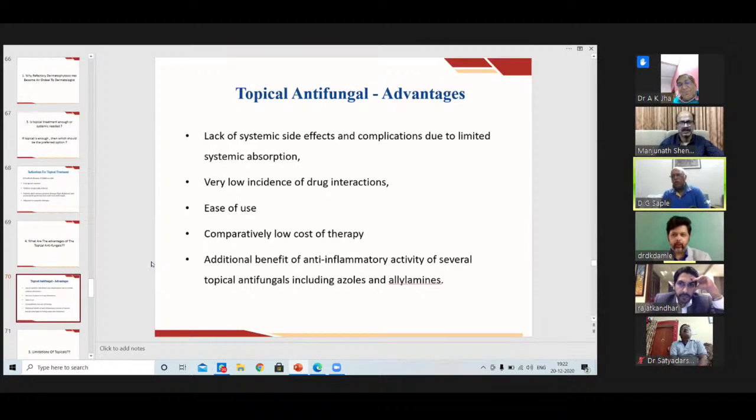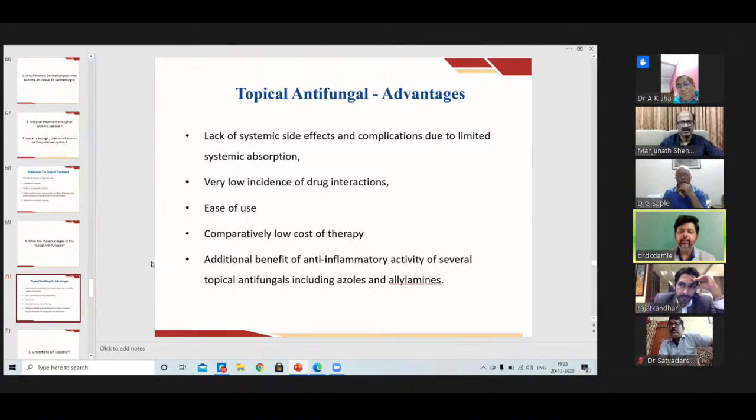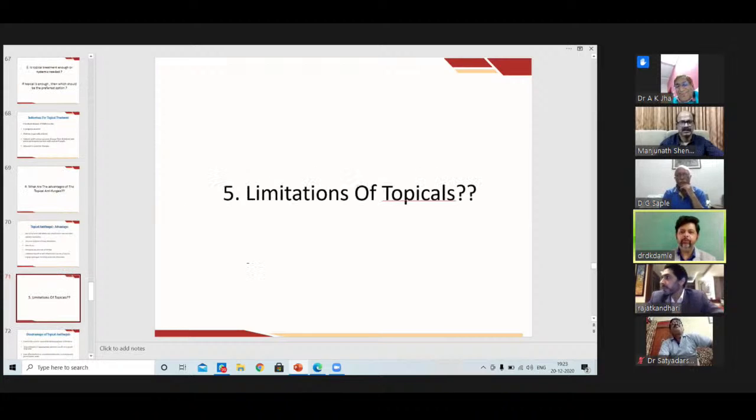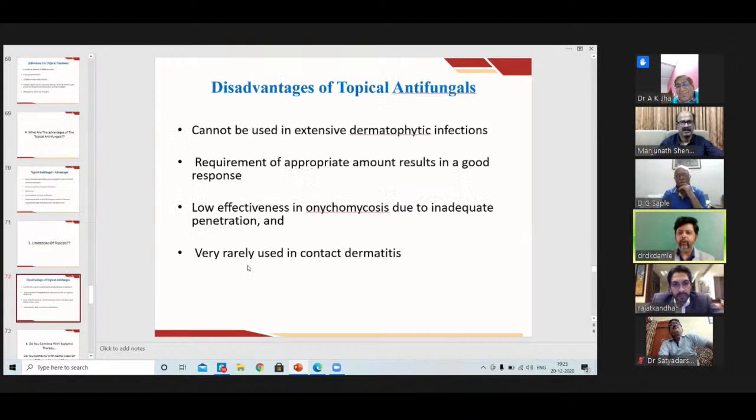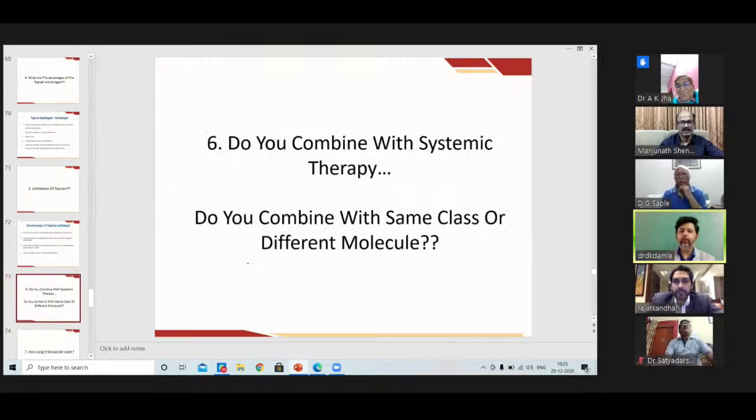Even though it sounds theoretically correct, practically it is next to impossible to use topicals on such an extensive area. I don't think any tubes or available preparations come in such huge quantities. 50 gram is the maximum. If you are trying to use it for a whole body or half a body, you are going to require 5 or 6 tubes in a day minimum, even with once-daily application. It doesn't become cost effective in the long run.